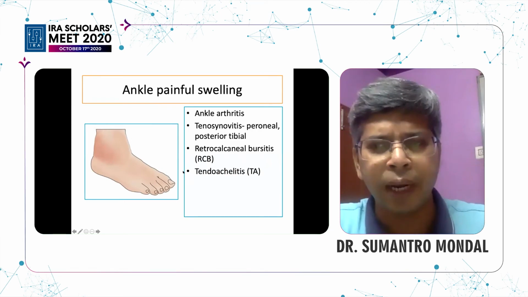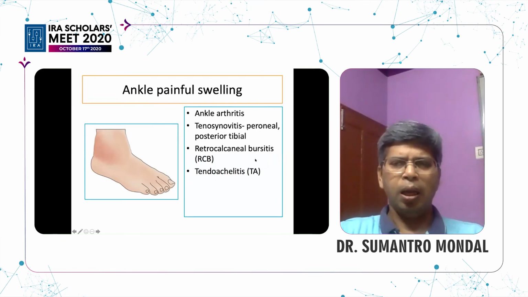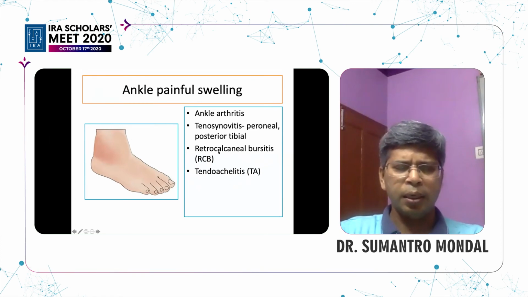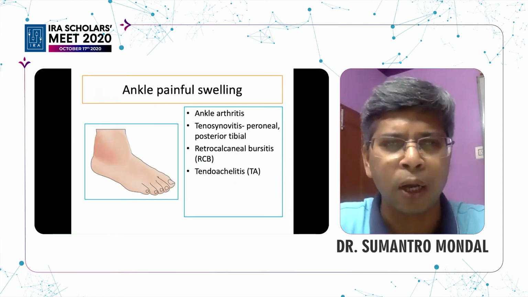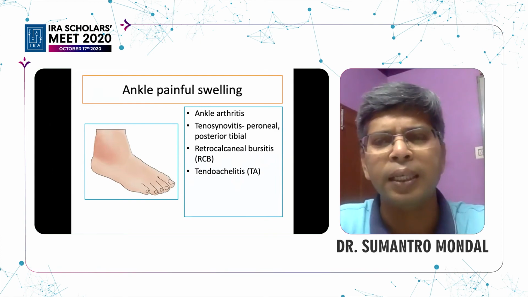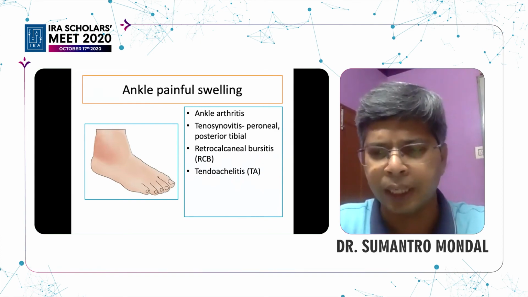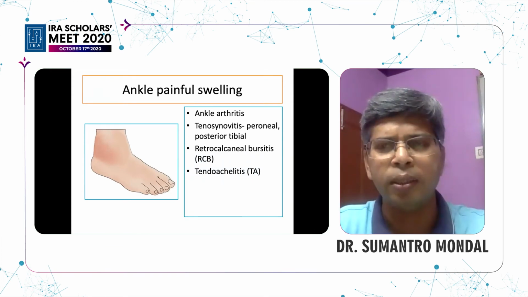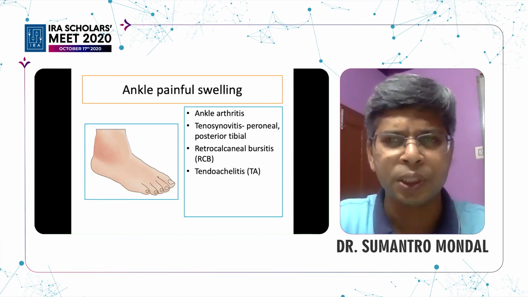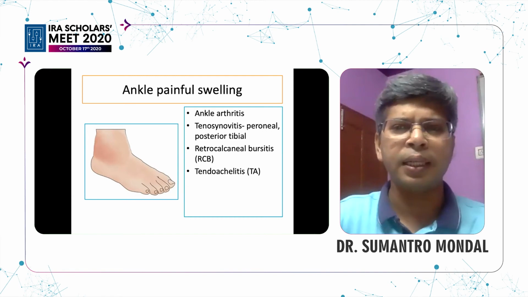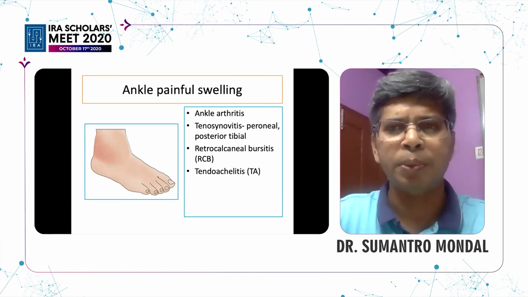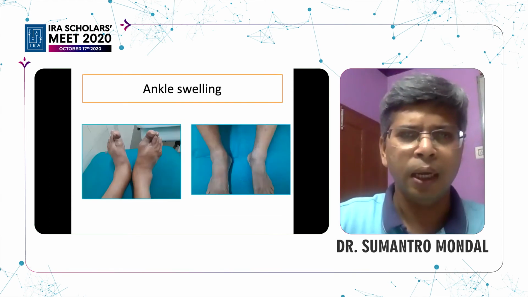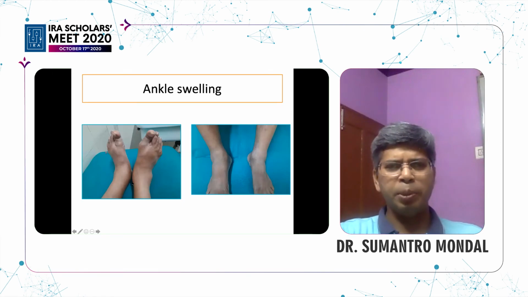Retrocalcaneal bursitis and tendoachilles involvement are easy to recognize, and a little bit different, because the patient has swelling at the back of the heel. But ankle arthritis or tenosynovitis may be difficult to differentiate, especially when there is damage to the ankle joint, and also when there is swelling of the subcutaneous tissue. So when there is pitting pedal edema in that setting, how much is because of arthritis and how much because of tenosynovitis becomes difficult. So, a practical example: this is a patient of rheumatoid arthritis.